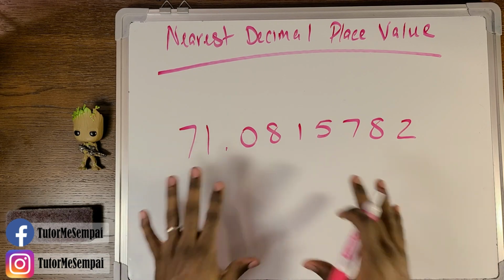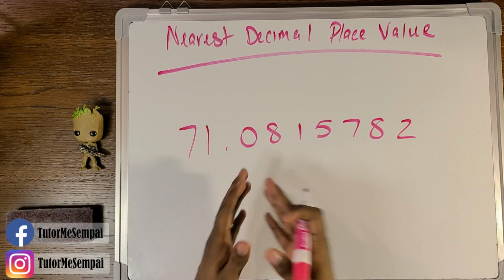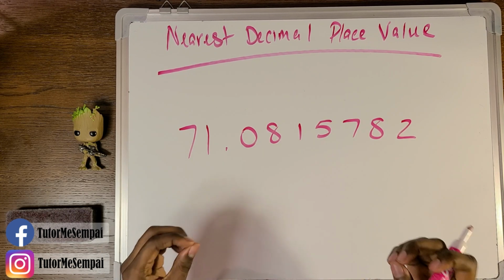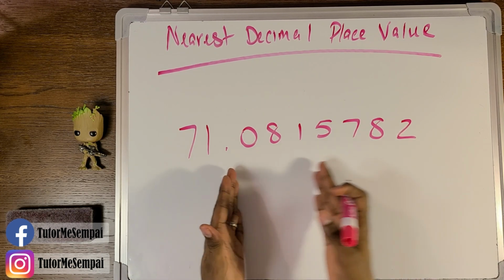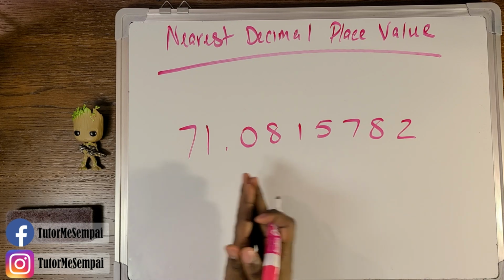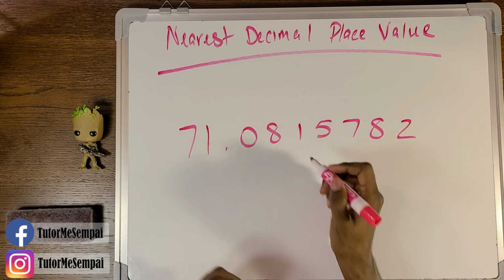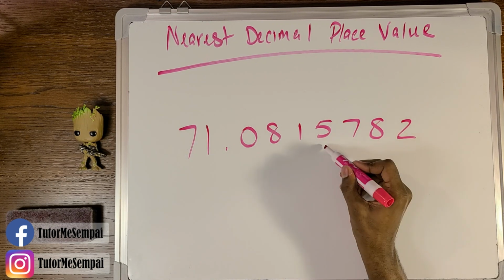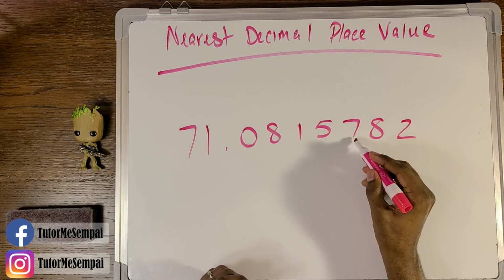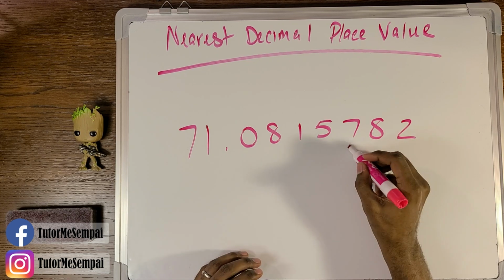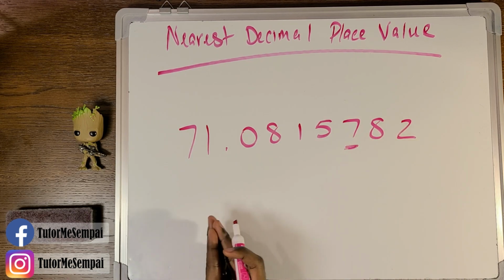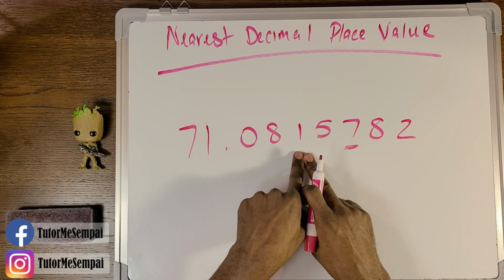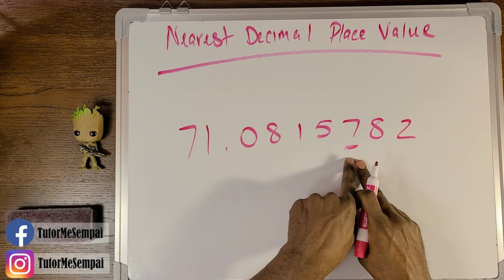Let's try one more example with this number. Let's say we want to round this whole number to the nearest 100 thousandths. Now, the first thing we have to do is identify which one of these place values is going to be our 100 thousandths. Is it going to be this one? No. Is it going to be this one? No. How about this one? Yes. This is going to be our 100 thousandths. And that's because that's tenths, hundredths, thousandths, 10 thousandths, 100 thousandths.